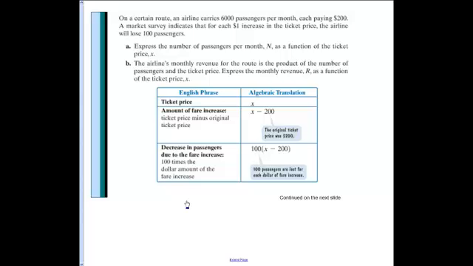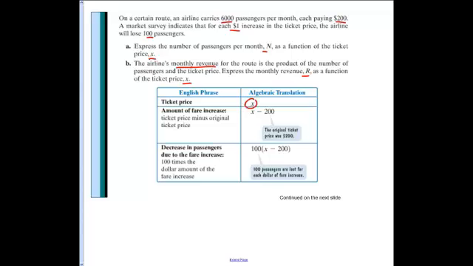Let's look at this example here. On a certain route, airplane carriers carry 6,000 passengers per month, each paying $200. A market survey indicates that if you increase the ticket price by $1, the airline will lose 100 passengers. So one, we want to express the number of passengers N as a function of X, and then the second one, express the monthly revenue R as a function of the ticket price.